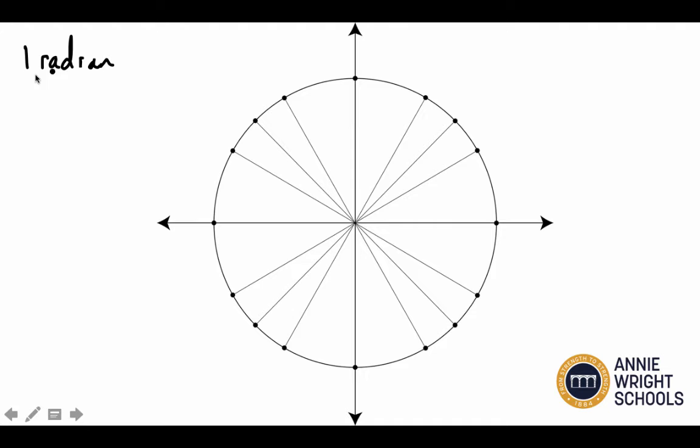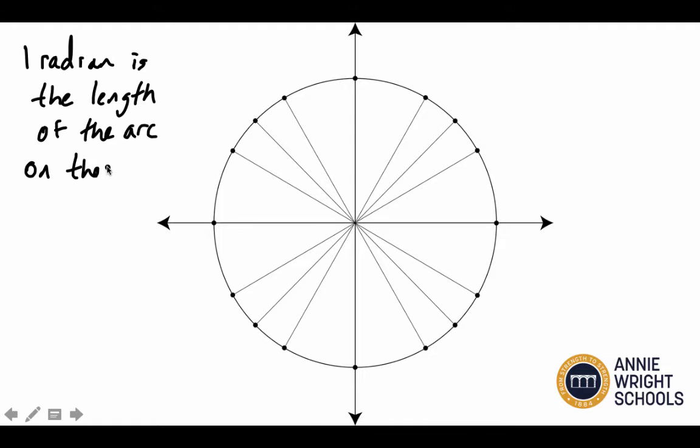The radian, or 1 radian, is the length of the arc on the unit circle. When we talk about radians, a radian is the length of the arc on the unit circle. So I'll get rid of the 1. We're measuring angles by the length of this arc.